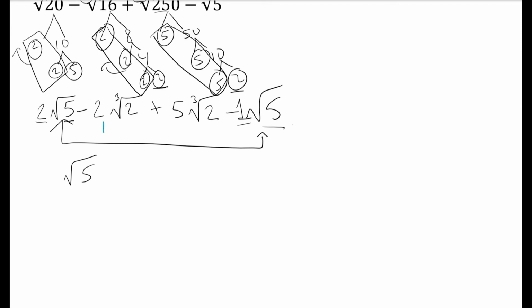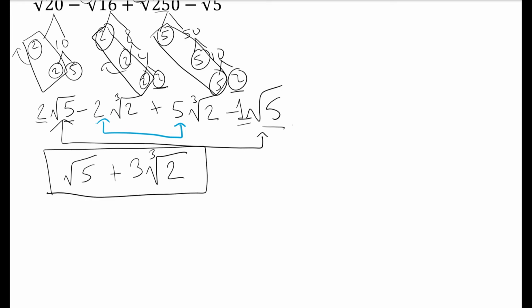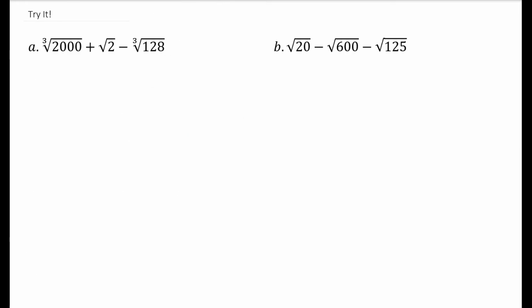Now we can combine these two together. We have a negative 2 radical 2 plus a 5 radical 2. So negative 2 plus 5 is a positive 3. So we're going to say this is positive 3 cube root of 2. And there's my answer. I cannot combine that any further because those are not like radicals. Pause the video and try the following problems.